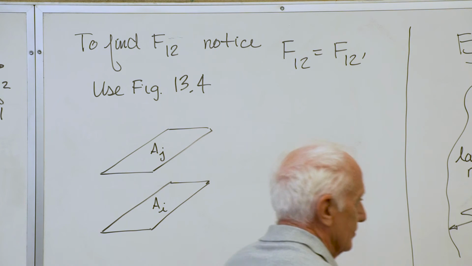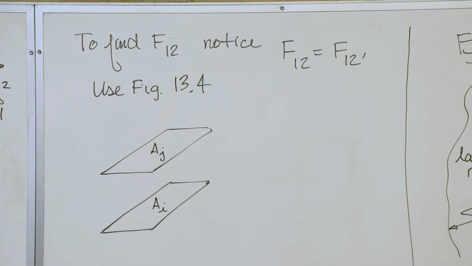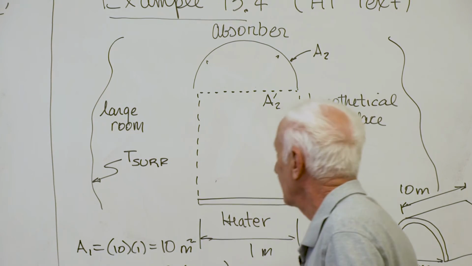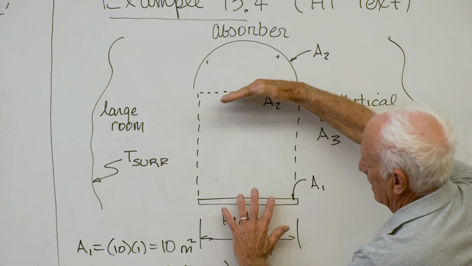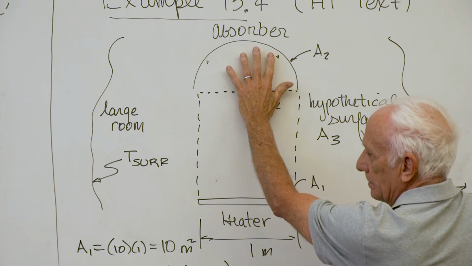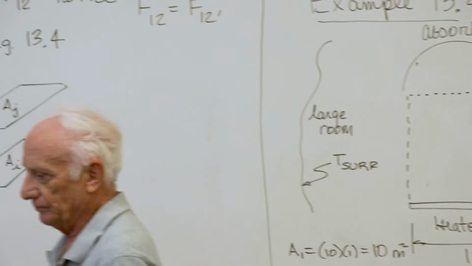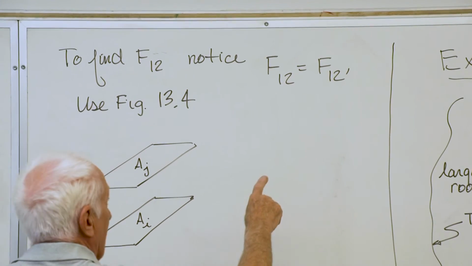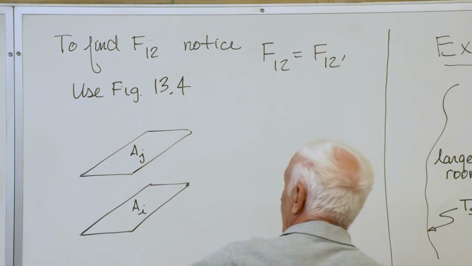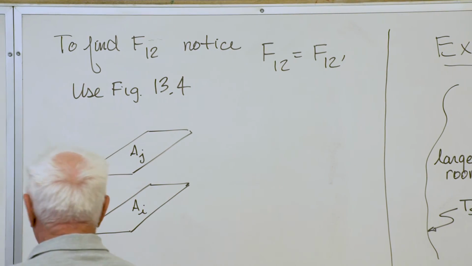Okay, so that's what we do. We put this fictitious or hypothetical surface across here and say all the radiation that comes from A1 that goes through A2 prime ends up hitting A2. Okay, that's why we can say that. So, if I want F12, I got to find F12 prime. Not a problem. That's in figure 13.4.